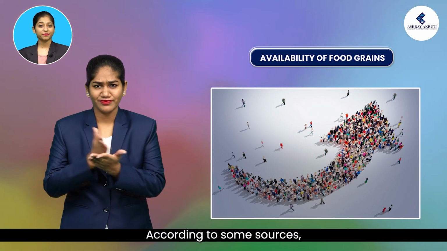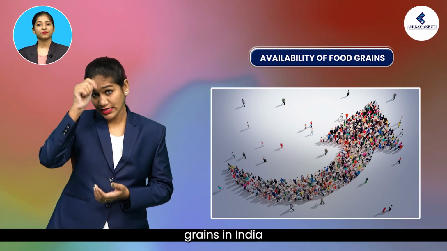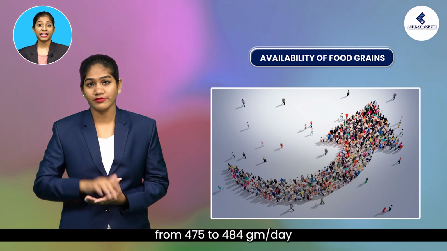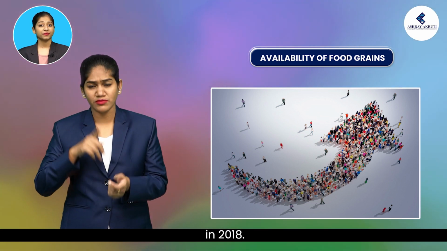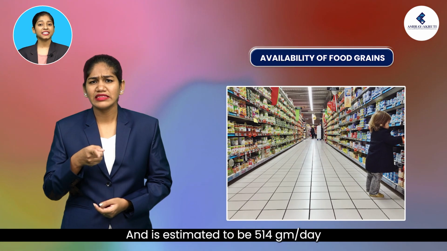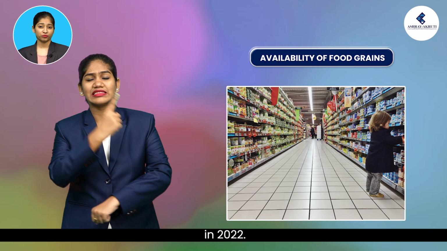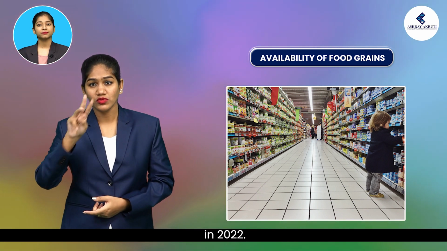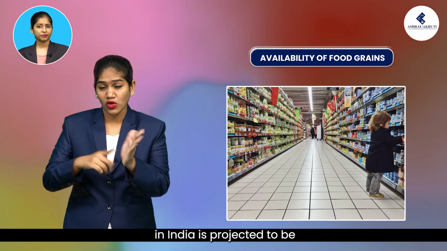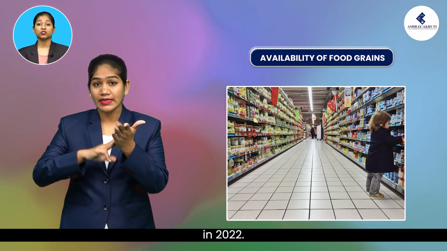According to some sources, the per capita net availability of food grains in India has increased from 475 to 484 grams per day in 2018 and is estimated to be 514 grams per day in 2022. The net availability of food grains in India is projected to be 292.3 million metric tons in 2022.